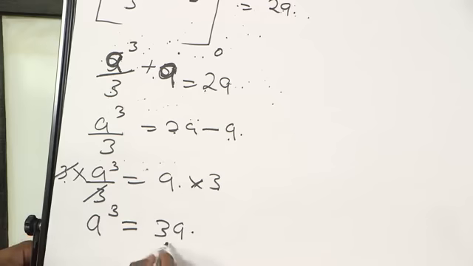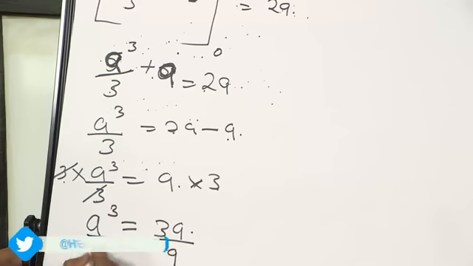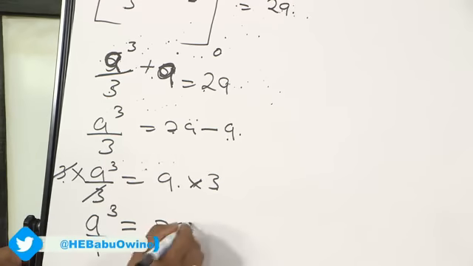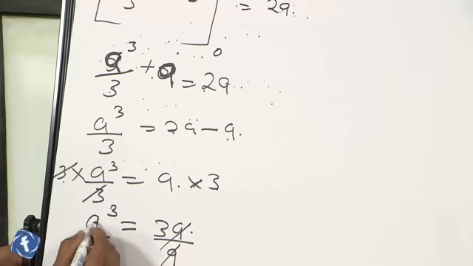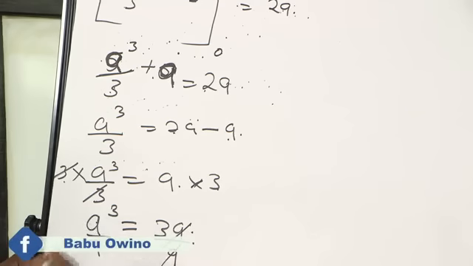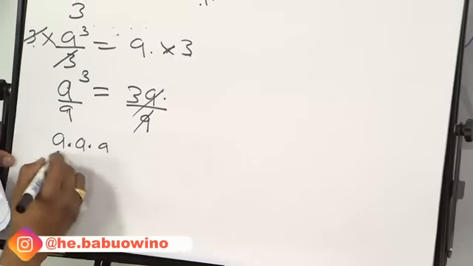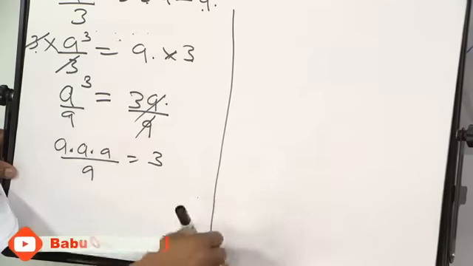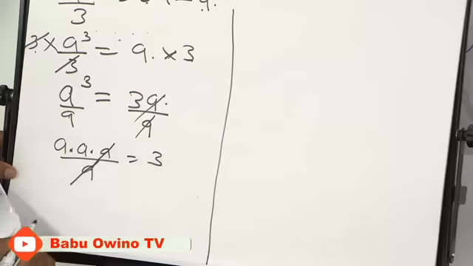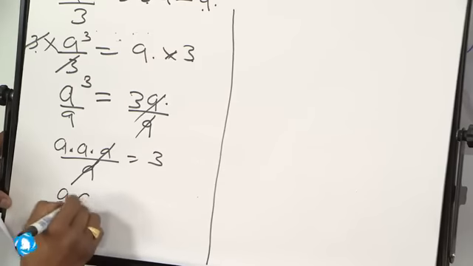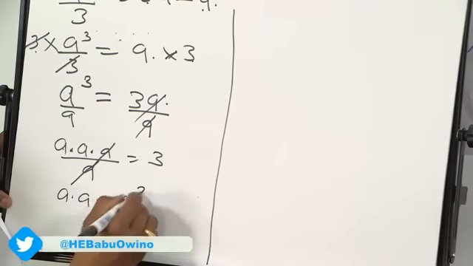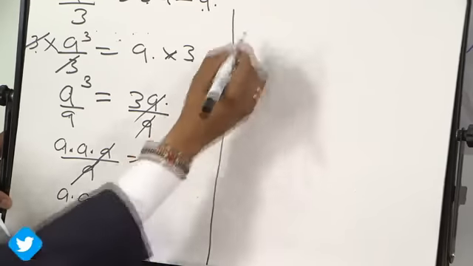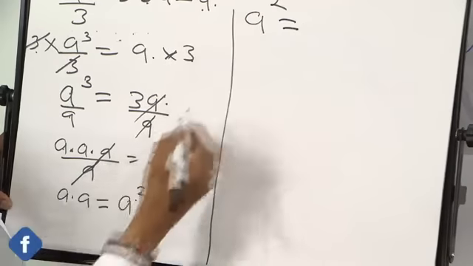Then we can further simplify by dividing by a because a is common. So a and a go. Therefore, a raised to power 3 is like saying a times a times a. When I put a dot it means times. a times a times a, divided by a, equals 3. So from here, a can cancel 1a. Then you remain with a times a, which can be written as a squared. So a squared equals 3.